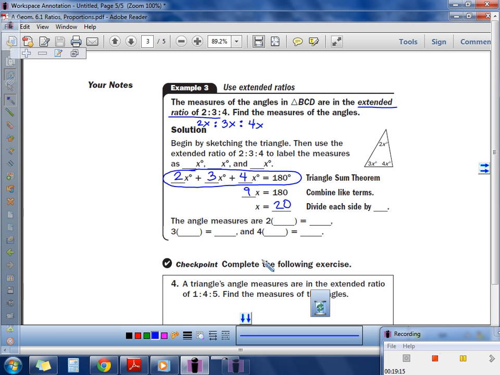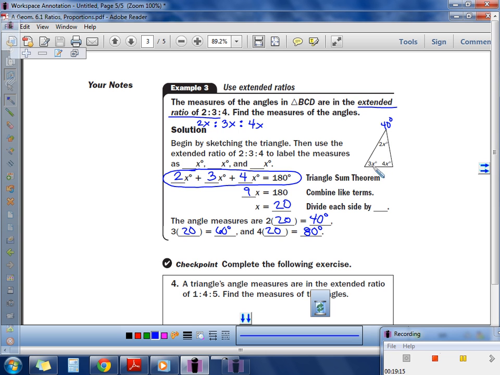What do we do with our x value now? Plug it back in. So I'm going to take it and I'm going to plug it in these situations. So 2 times 20 is 40 degrees. 3 times 20 is 60 degrees. And 4 times 20 is 80 degrees. Those are the 3 angle measurements. And you can make sense out of them. The 2x one, which is right here, is 40. Does that look like a 40-degree angle? To me, it does.